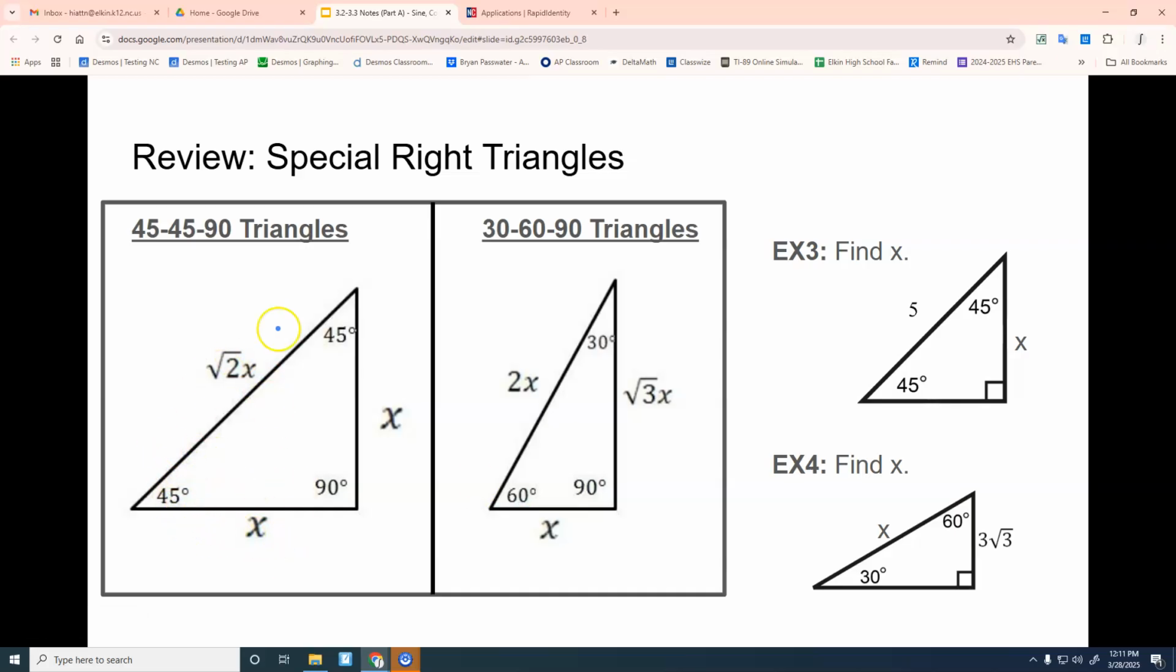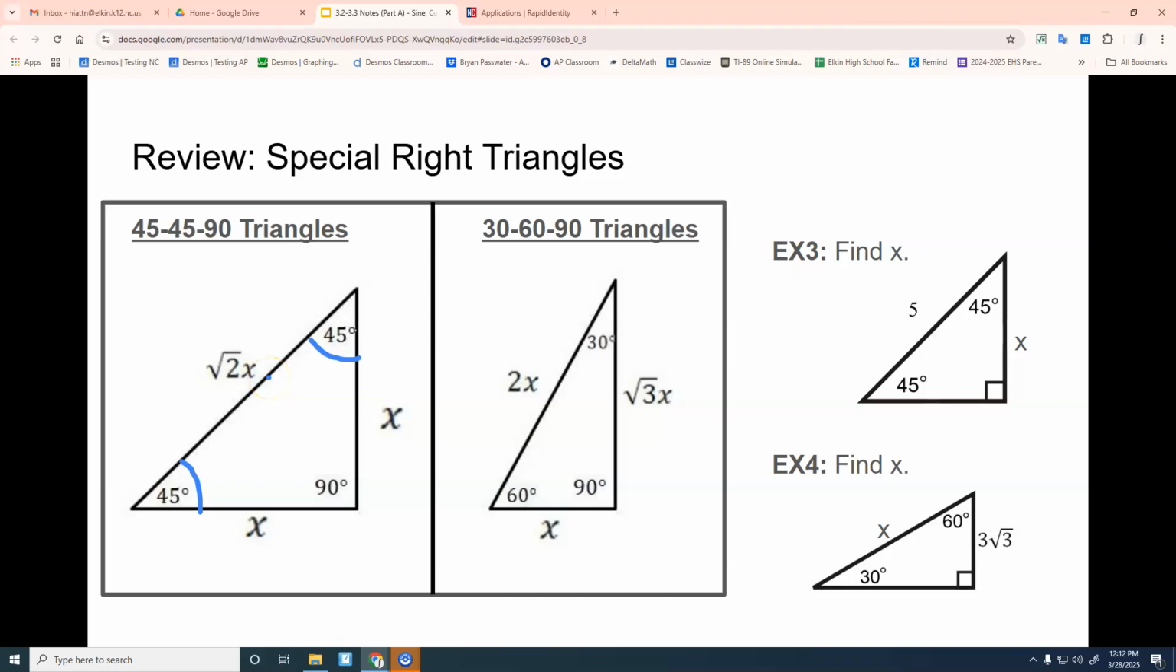So, for a 45, 45, 90 triangle, these two angles right here are congruent to each other. Whenever you have an isosceles triangle where you have those two angles the same, the sides across from them are the same as well. So both of these are marked as X because those two sides are going to be the same. Whatever this side is, if you want to know the hypotenuse, you multiply by the square root of 2. So if this side is 7, then the hypotenuse is 7 times the square root of 2. Or if this side is 12, this side is 12 times the square root of 2. It just always works like that.